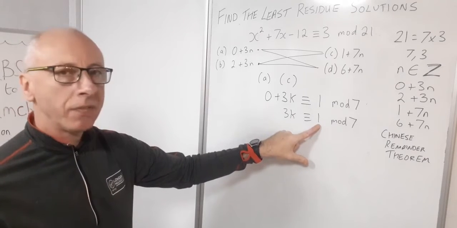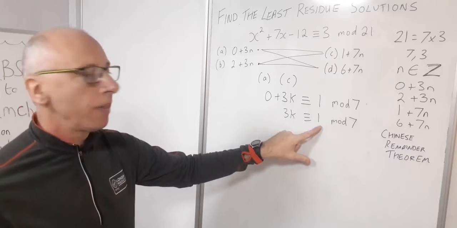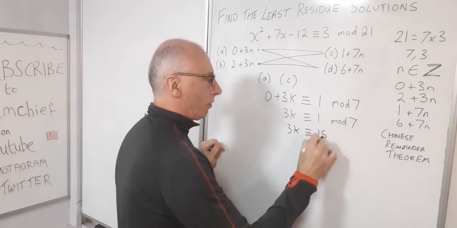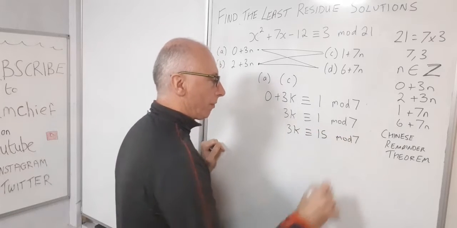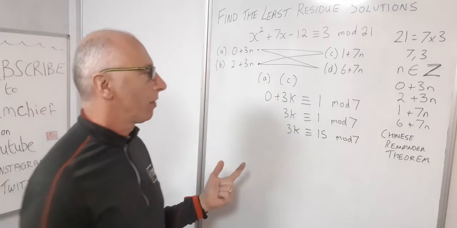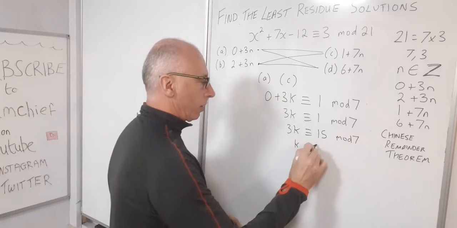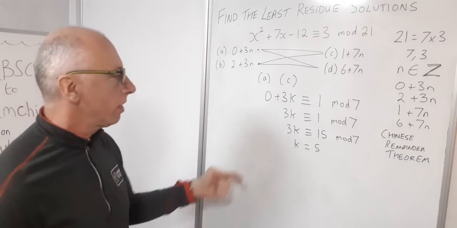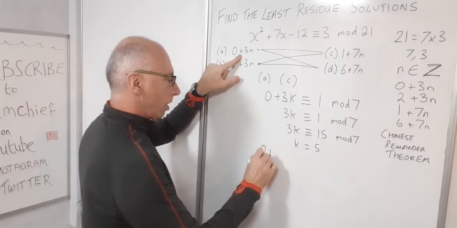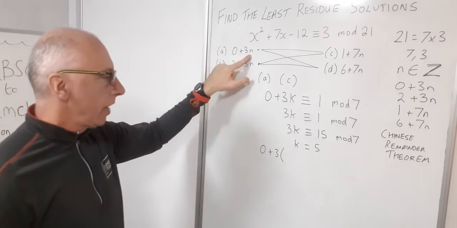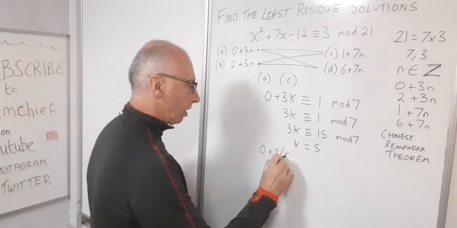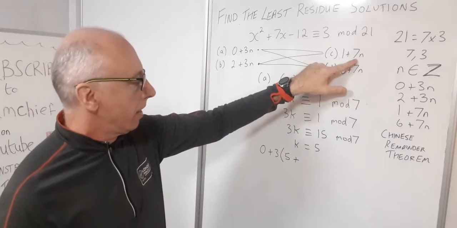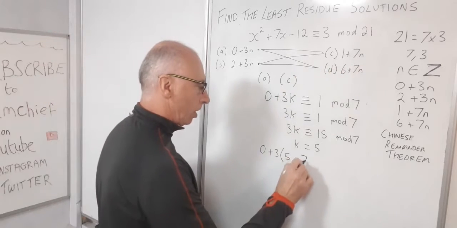Well, if we keep adding 7 for this, we'll come across 8 and then 15. 15 is good for us. So 3k is congruent to 15 mod 7. So now we can see that k is 5. So k equals 5. So now this is going to give us our next stage of this, where we use this 0 plus 3. Instead of the n, I put 5 in brackets. Then I add my 7n, and that's my next stage.